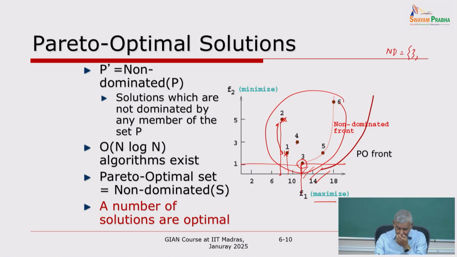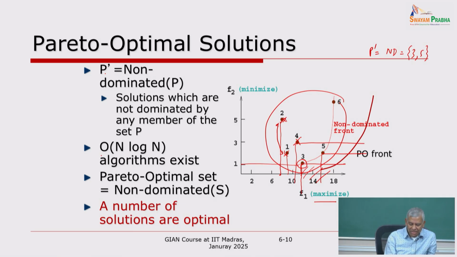Let's move to 4. In order for 4 to be a member of that set, there should not be anybody in the 4th quadrant of 4. Is there anybody? Yes, I see 3 and 5. So 4 cannot be. Let's move to 5. Is there anybody who is in the 4th quadrant of 5? No. So 5 goes there. That's it. So this is how you identify the non-dominated set of a population. So P dash is this.